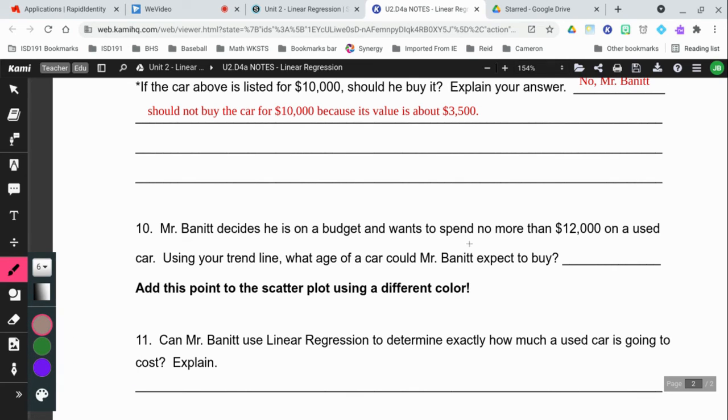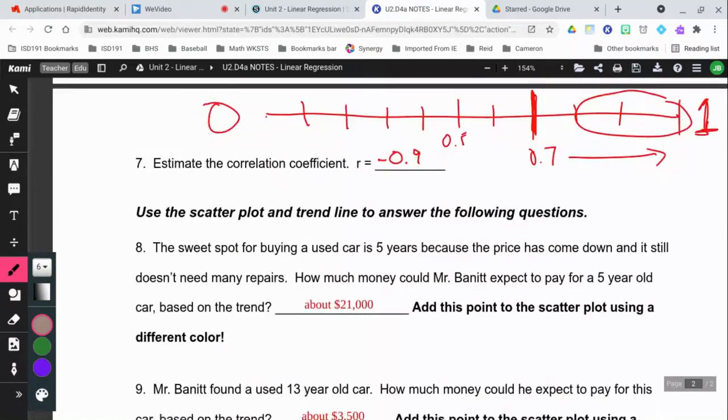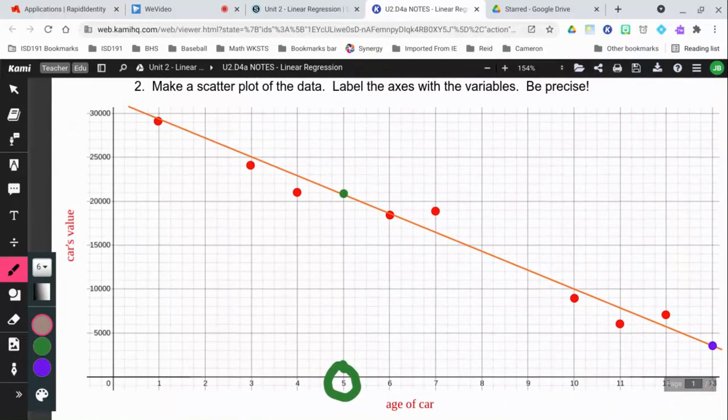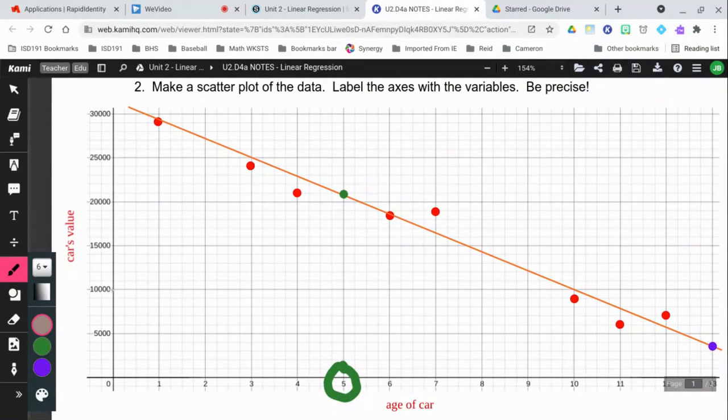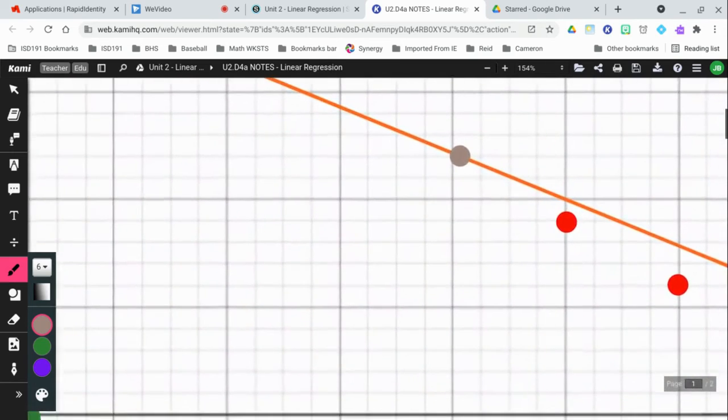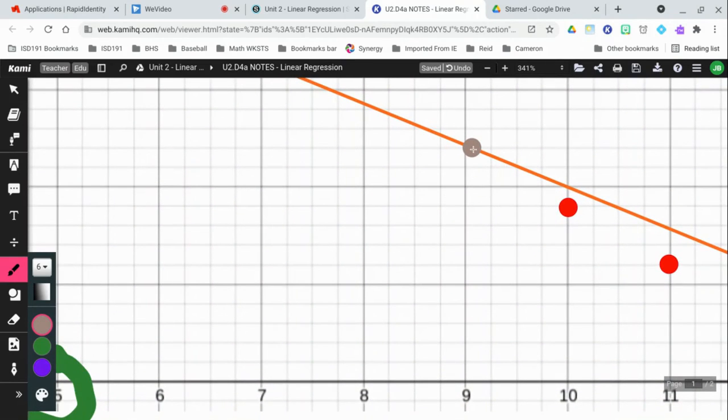All right. Let's see, wants to spend no more than $12,000, and we're supposed to now figure out what age of car could I buy. So I'm kind of working backwards. I'm starting with a value, and I want to use my trend line to figure out what age of a car would have that value. So $12,000 would be, let's see, it's 10,000, 11,000, 12,000. So if I follow that over along this line, and I go all the way to my trend line, it's right about there. Okay.